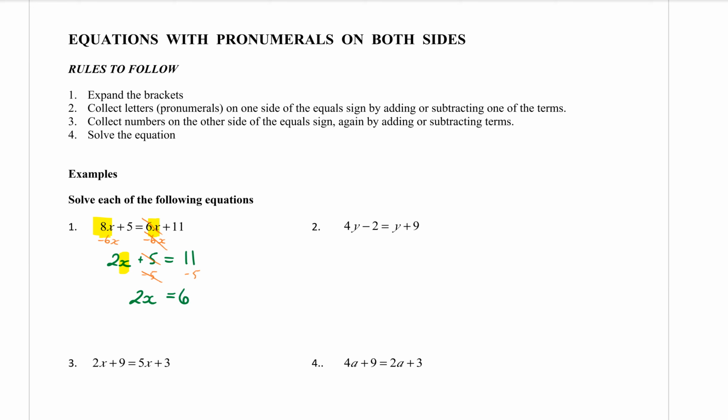Now there's only that 2 still there with the x. It's multiplied with the x. So the opposite is to divide by 2. Cross them off. The x is now by itself, and 6 divided by 2 is 3. That is the answer. All right, we've done one question. We're just going to do a lot more of them to practice, and hopefully they'll get easier.